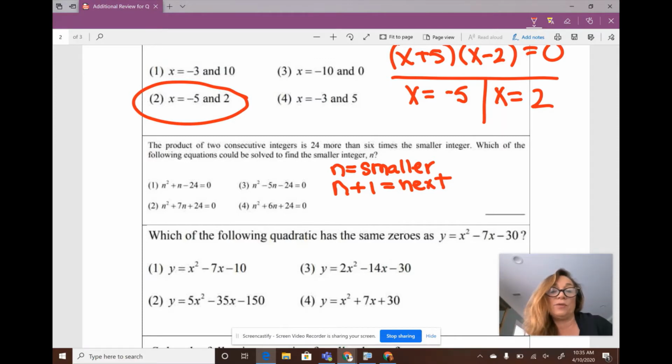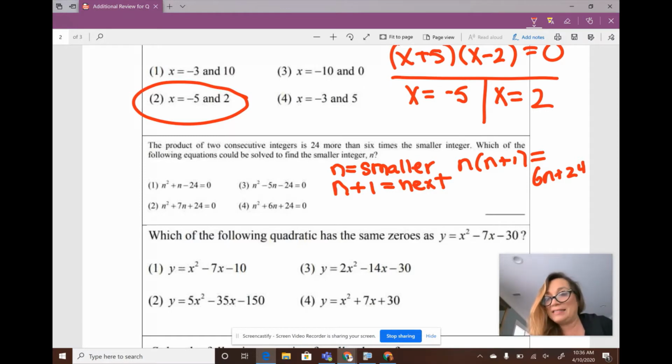All right, the product of 2 consecutive integers. So product means multiply, so n times n plus 1 is, and "24 more than" is always an equal sign, 24 more than 6 times the smallest. So 6n plus 24. The reason I put the 24 on that side is because the other side is 24 more than. So you're trying to make them equal. When something is 24 more than the other, you have 2 choices. You can take 24 away or you can give 24, but it's all about balance.